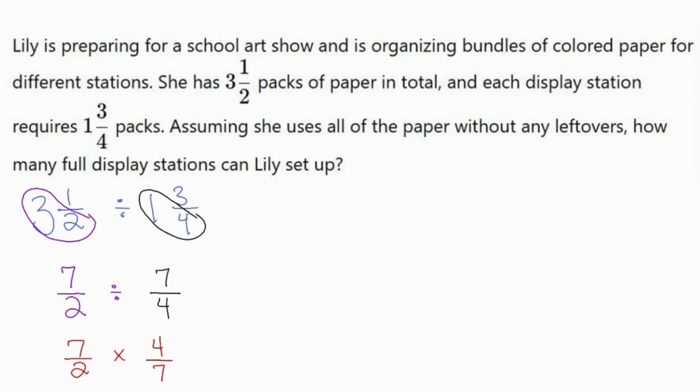There's a little rule that says if you multiply two fractions together and one of the numerators is the same as one of the denominators, you can cross those out and turn those into ones. So now I have the fraction 1/2 times 4/1. Multiply the numerators, multiply the denominators. 1 times 4 is 4, and 2 times 1 is 2.